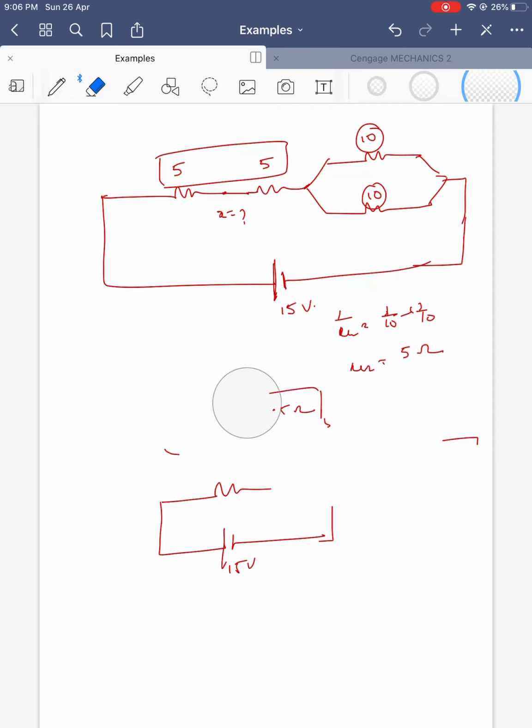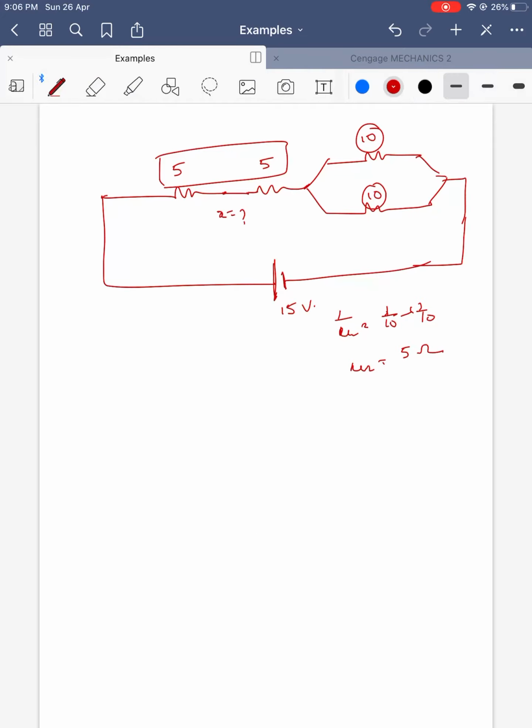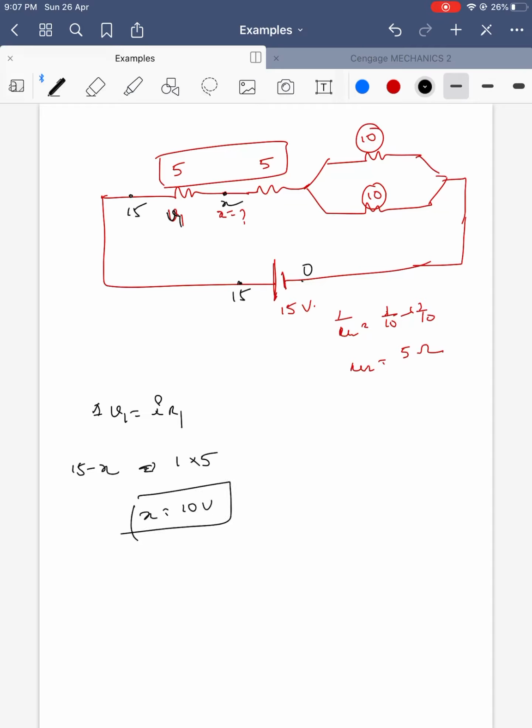And to get the potential here, I am assuming it as V1. If it is V1, V is equal to I into R1. I is 1 into R1 is 5. Delta V1 is how much here? 15. The other is how much? 0. So 15, how much is here? X. 15 minus X is equal to 5. So X is equal to 10 volt. 10 volt is the potential here after the first 5 ohm resistor.